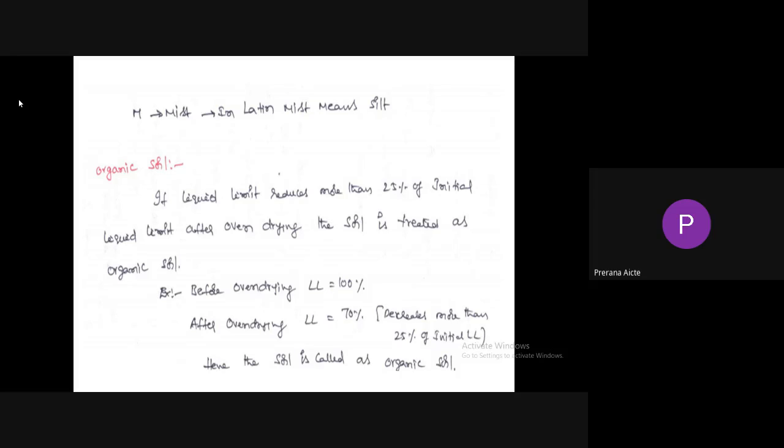In order to find out whether the soil is organic or inorganic, we need to find the liquid limit before oven drying and after oven drying, and compare with 75%. If the liquid limit is reduced by more than 25% of the initial liquid limit, the soil is classified as organic soil. Otherwise, suppose the liquid limit is 100% before oven drying and 80% after oven drying, then it is called inorganic soil, because it should be reduced by more than 25%, but here only 20% is reduced. So like that we need to understand.